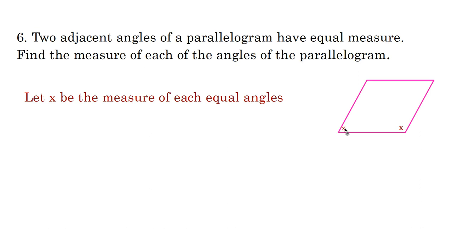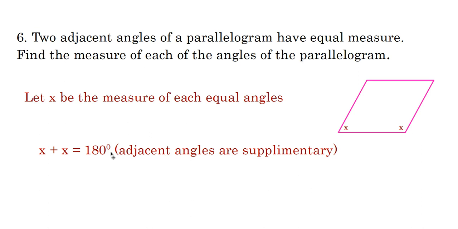Here, if this is x, the other adjacent angle also will be x. You know the sum of adjacent angles will be 180 degrees. That you can write as x plus x is equal to 180 degrees because adjacent angles are supplementary. x plus x means 2x is equal to 180 degrees. So x you will get as 180 by 2, 90 degrees. Then the opposite angles are equal in a parallelogram, so each angle will be 90 degrees.